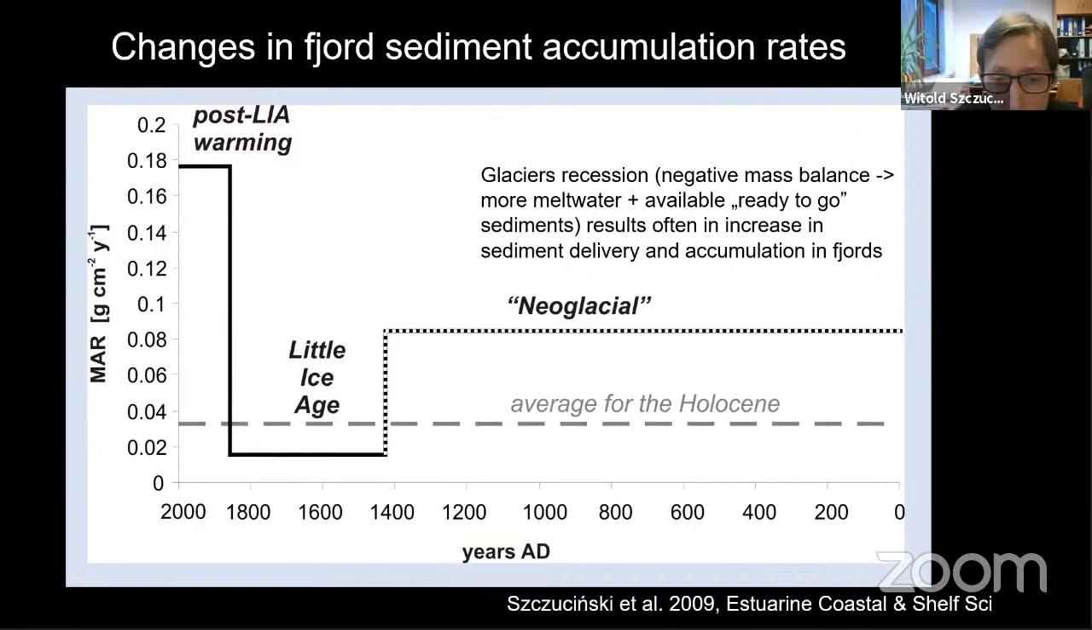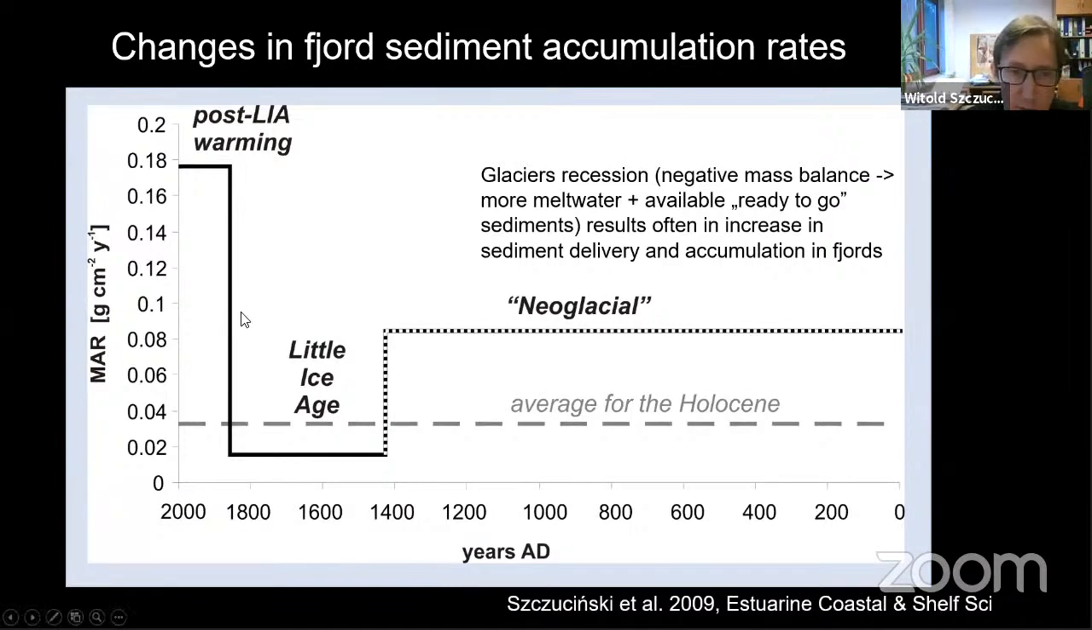Where we combined a number of C14 datings, lead 210 datings, cesium, and so on. And we found out that there is a kind of rapid change in sediment accumulation rate. So during the Little Ice Age, sediment accumulation rate was almost an order of magnitude lower than during the 20th century. Why? The explanation seems to be relatively easy.